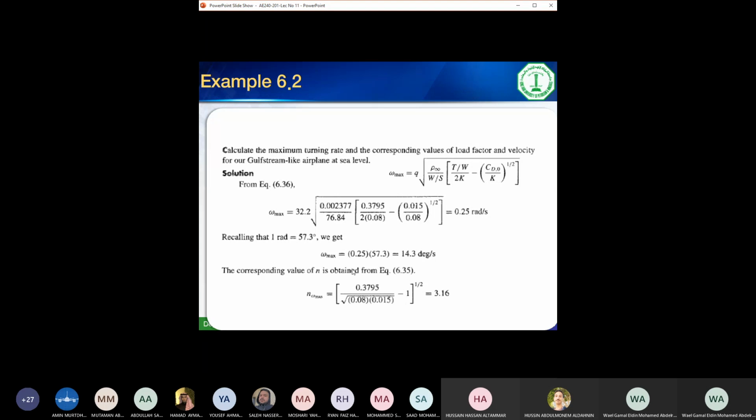And this occurs at the load factor equation, which is the thrust-weight ratio over K CD naught, minus 1, under a square root. So the load factor will be 3.16. So if the pilot makes a very tight turn, the fastest turn that he can make in the horizontal plane, all the passengers inside the aircraft will feel a load factor of 3. That means they will be pushed against their seats with a force that's 3 times their weight. And this is typically what happens when the aircraft makes a turn. You feel that force against your seat. Any questions?